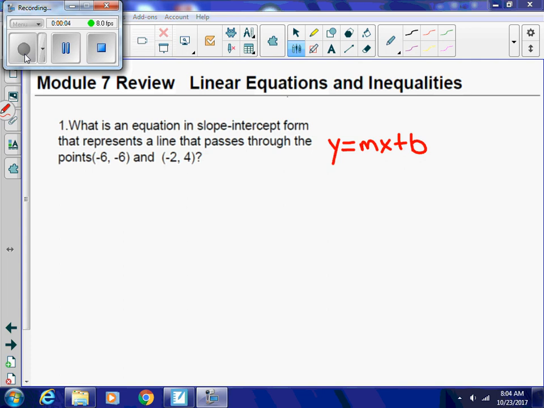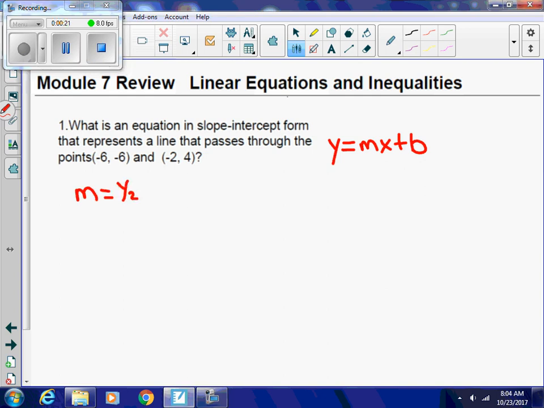Hello, this is the Mod 7 review. Number 1, what is an equation in slope-intercept form that represents a line that passes through the points (-6, -6) and (-2, 4)? Well, we can find the slope first.